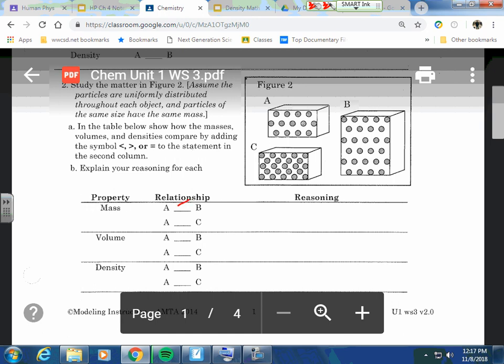Okay, so I'm going to put the lower end of the angle towards A, meaning it has the smaller end, meaning less mass than B. What about if I compare A to C? Same thing? And how do we know that? Cool. All right, what about volume? Compare A and B. What is volume again, real quick? Amount of space, how big it is, right? So volume between A and B, which one is smaller? A. What about between A and C?